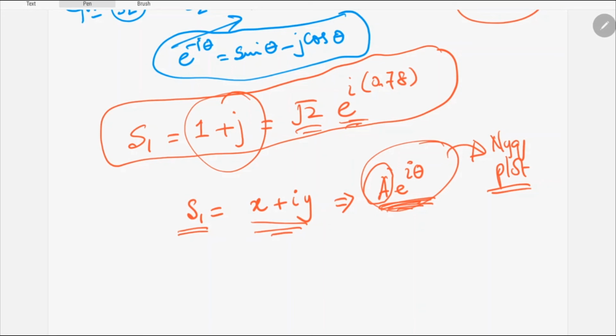We don't have to be confused by this representation. Whenever we see this type of number, we can immediately say that this is also a complex number, and it can easily be converted into this form, or this form can be converted into this form.